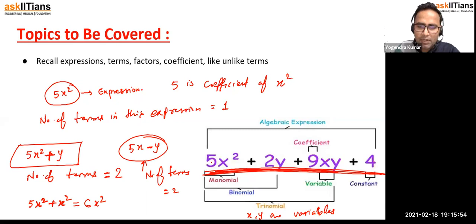X square is multiplied by 5, so that is the coefficient. Y is multiplied by 2, so that is the coefficient. What is the coefficient of xy in this expression? 9, right? So I hope you got the idea. This is what the chapter covers, and in this lecture we are going to learn just this. I believe this is clear, right?